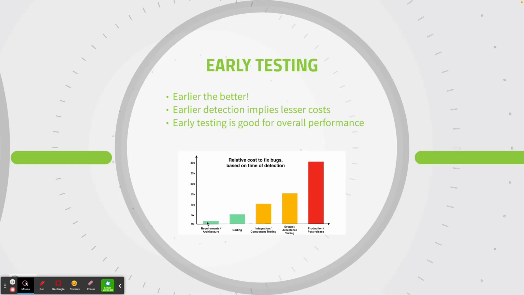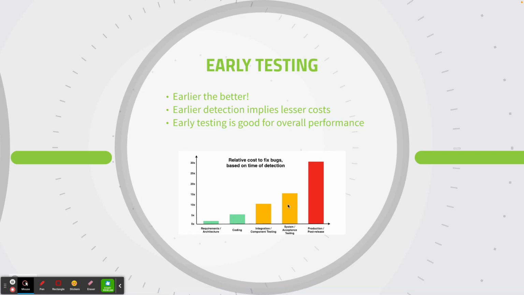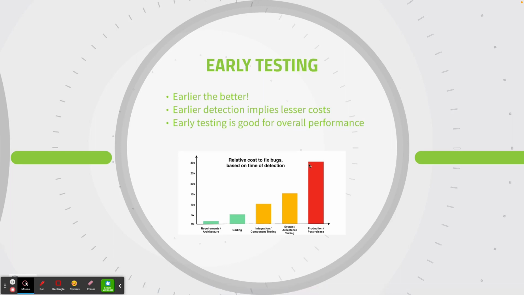close to 1 times, that is 1x. Then if you catch it in the coding phase, it is close to 6x. If you catch it in the integration phase, it is close to 11 or 12x. Now if you catch it in system acceptance testing, it is close to 18x. And if you catch it in production, that is when the end users are using it, it is close to 30 times the actual cost of fixing the bug. So you understand, as the time increases in the complete cycle, more and more cost will be there to fix that bug. So it is always better to perform the testing as early as possible in the complete IT cycle. That is principle number two, that is early testing.